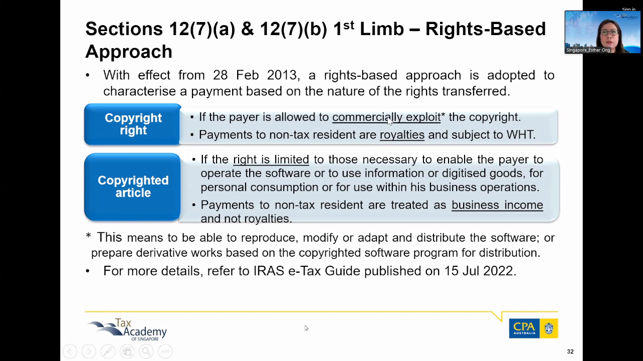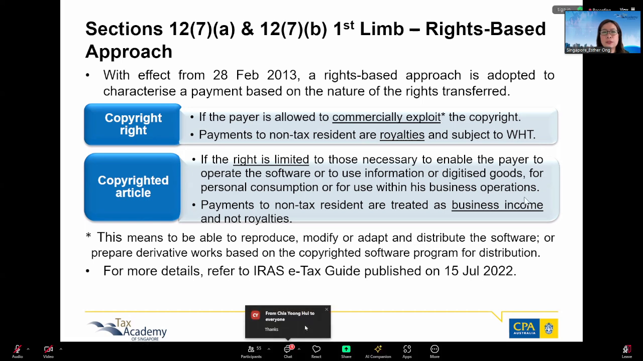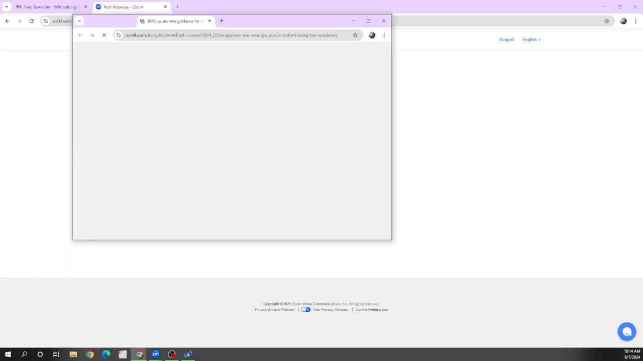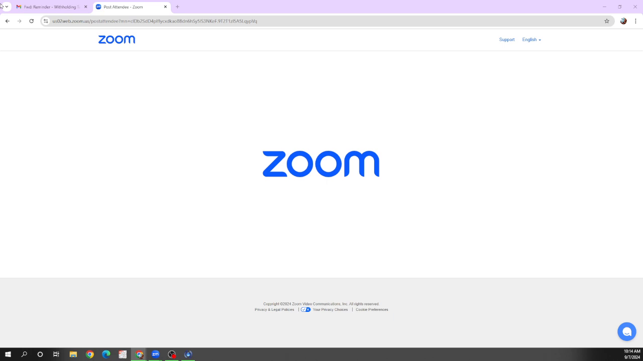And what do we mean by commercially exploit? It is further explained here at the bottom. This means to be able to reproduce, modify, or adapt and distribute the software or prepare derivative works based on the copyrighted software program for distribution. There is an IRAS e-Tax guide published on this rights-based approach, which you can refer to in your own free time.